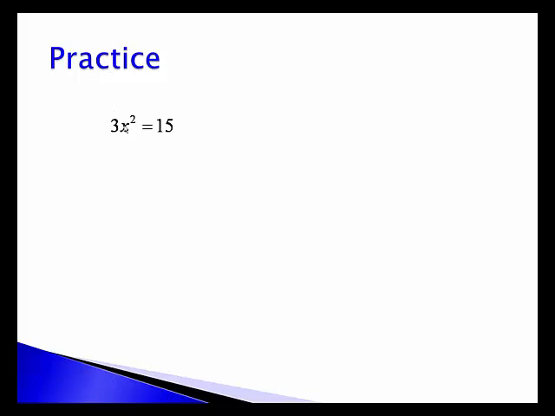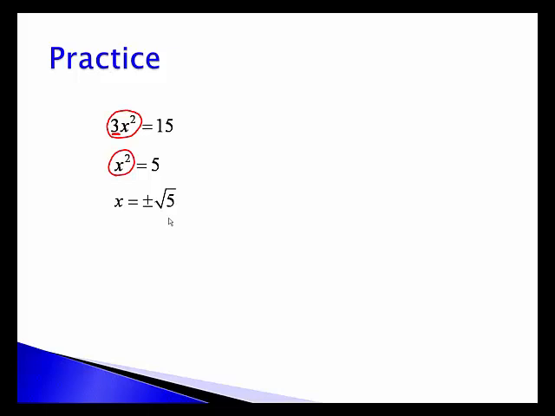In order to use the square root property, I need for this side to be a perfect square. Well, because this is a 3, that is not the case. But I can get rid of that and then proceed. So let's divide both sides by 3, and I get x squared is equal to 5. Now the question I have is, is this a perfect square? And the answer is yes, it is. x times x is what gives me x squared. So that x is what will be on the left-hand side.